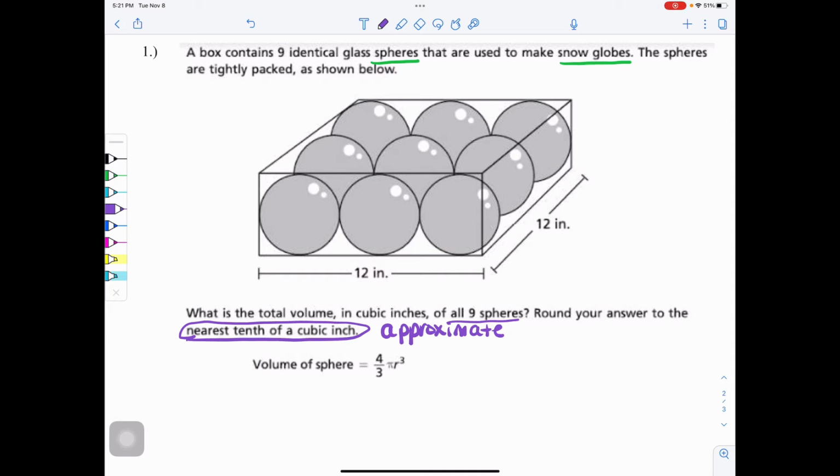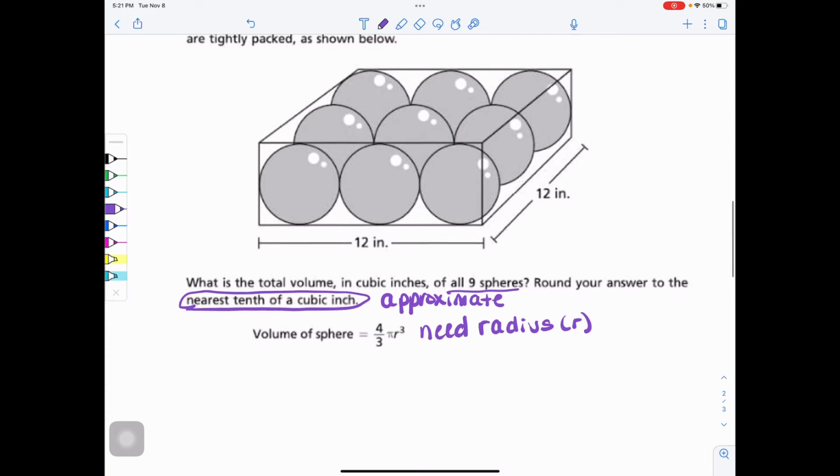Now, we're talking about 9 different spheres. I'm just going to have to focus on finding the volume of a sphere first. Looking at that formula, remember the only dimension that we need to calculate the volume of a sphere is the radius, or r. So if I go up and look at my picture, I don't see any radius labeled in any of these spheres. But I do have other information in the picture that would help me.